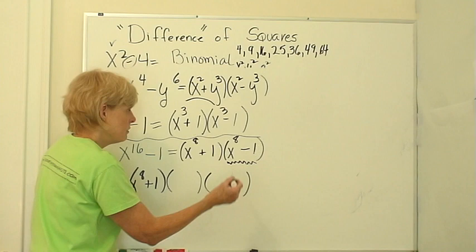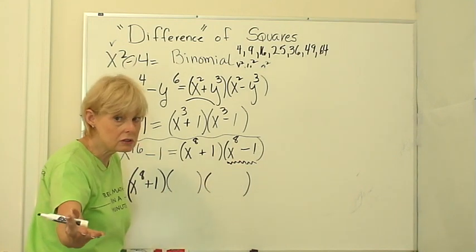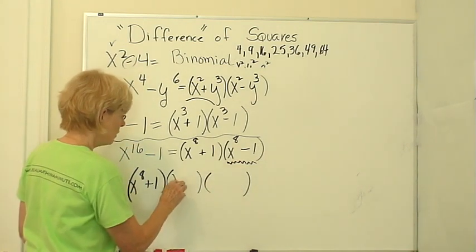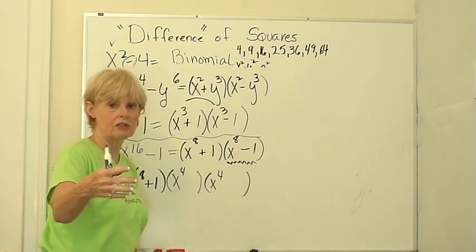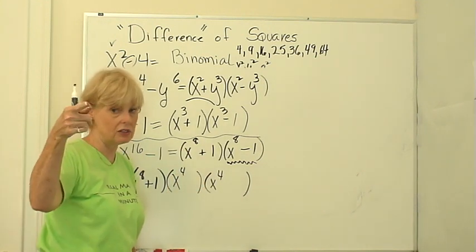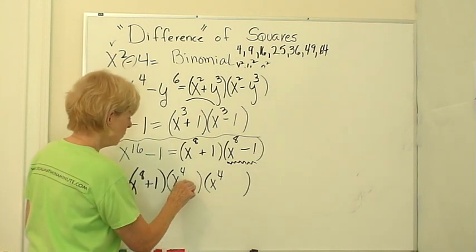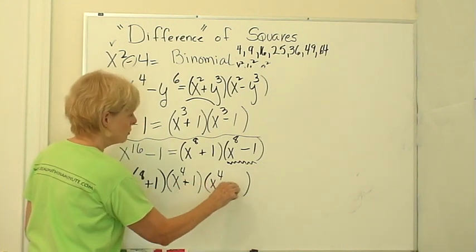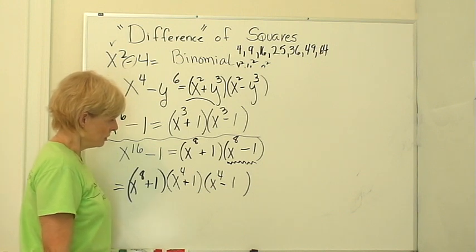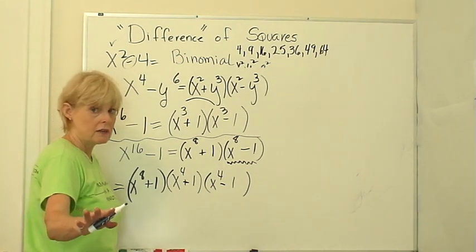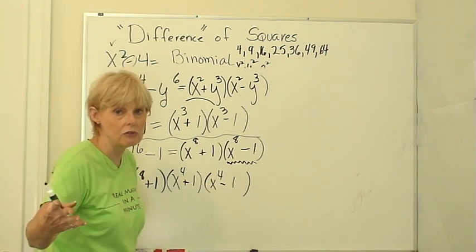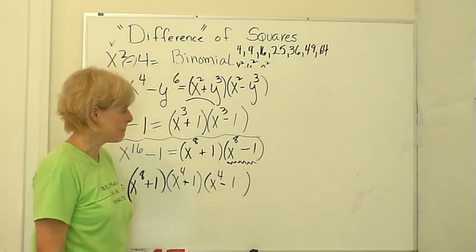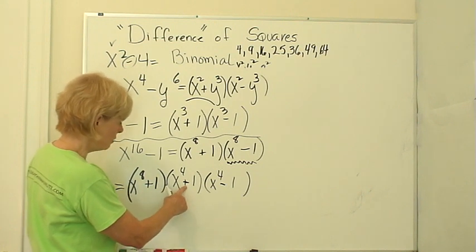So, half of 8 is 4, good. So we know we've got x to the 4th and x to the 4th, because x to the 4th times x to the 4th, add them up, is x to the 8th. Yep. We've got a plus and a minus, 1 and 1. Good with me? Now, we always have to look at our answer and see if it's possible to factor it again.